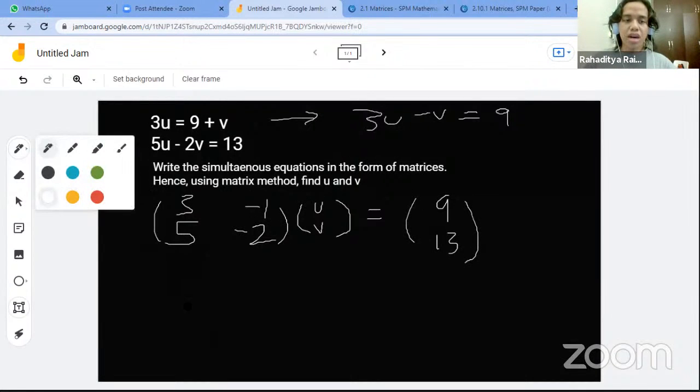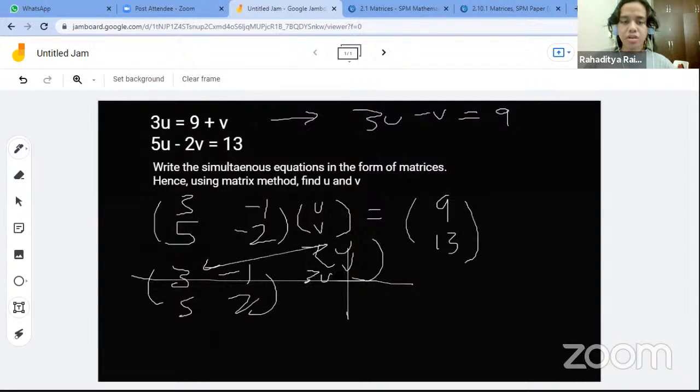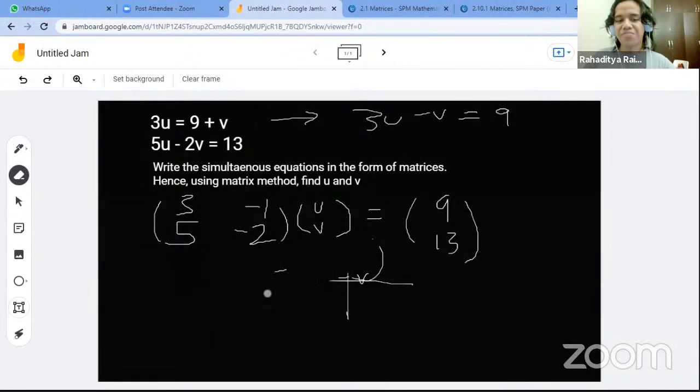Okay, if you guys want to know how this works, actually no, I won't go into detail, but basically remember the crisscross method. 3 times u will become 3u minus, and then negative 1 times v will become negative v. So that's essentially the rough concept of how it works. But you don't need to know that, of course. It's just if you want to understand why we put it like so.